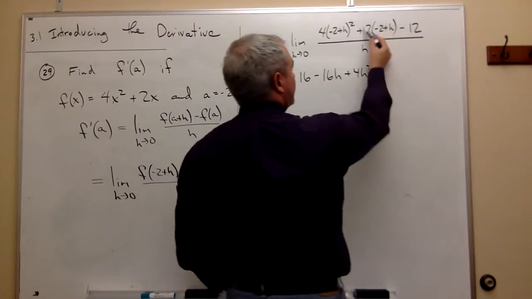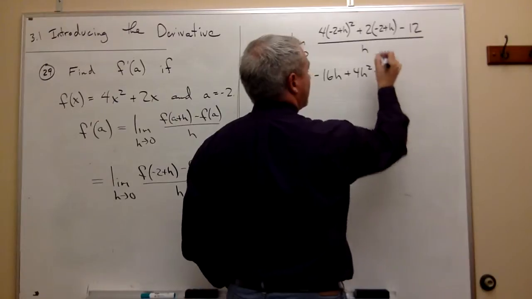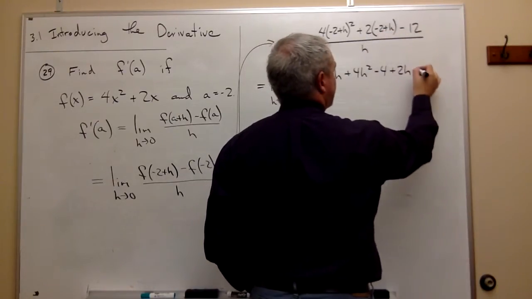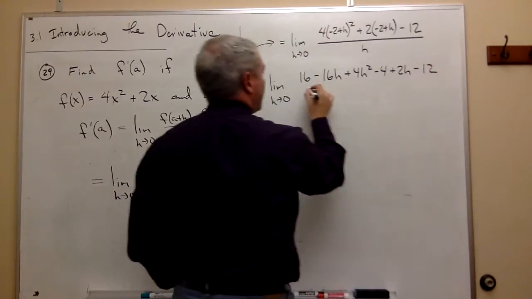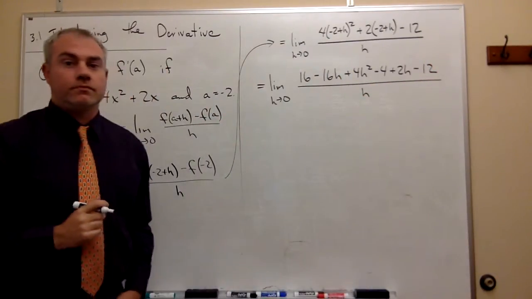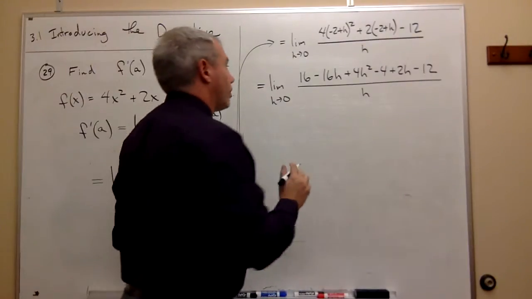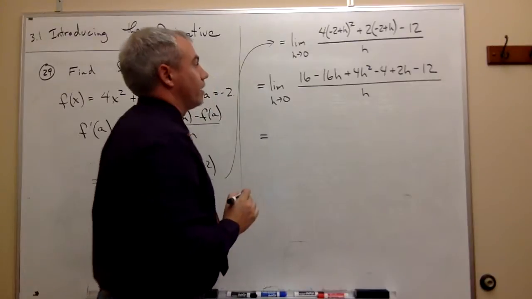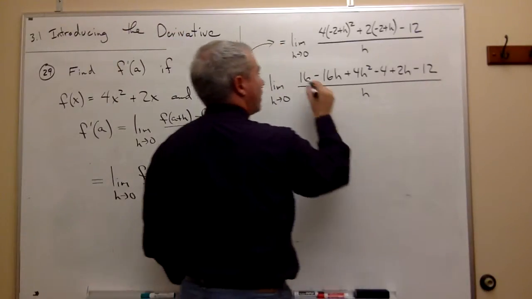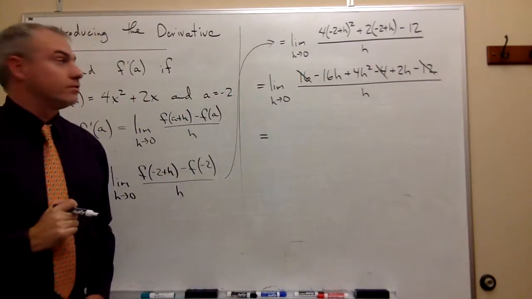Then I'll move on to this guy. 2 times minus 2 is minus 4. 2 times h is plus 2h. And then I still have minus 12 all over h. All right, now let's simplify some more if we can. What do we got here? I've got a 16 minus 4 minus 12. You'll notice that all those just cancel out.